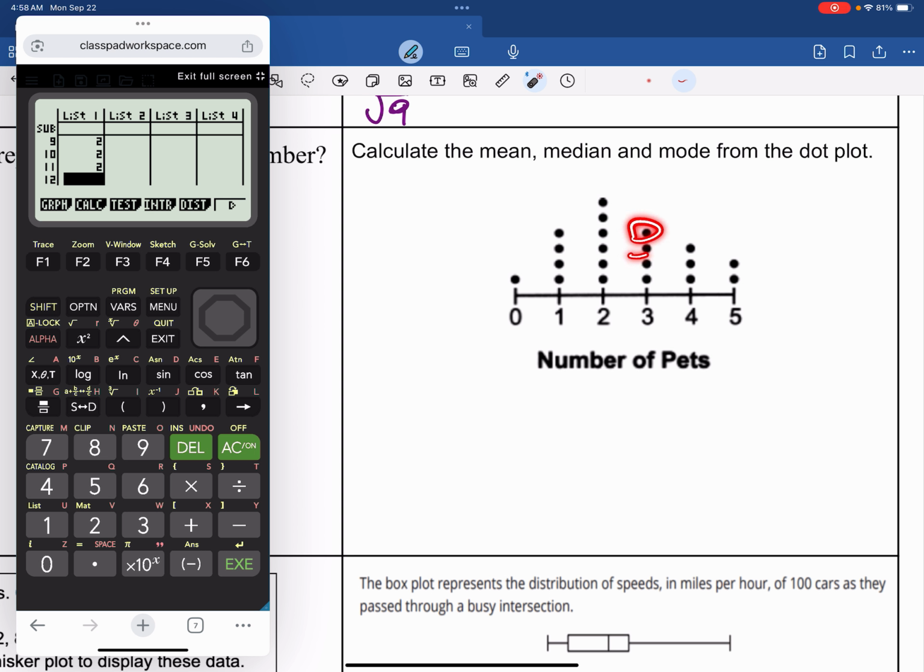Then I have 1, 2, 3, 4 dots on 3, so I'm going to enter 3 four times. I have 3 dots on 4, so 4 is going to get entered 3 times. And then lastly, I have 2 dots on 5, so 5 is going to get entered 2 times.